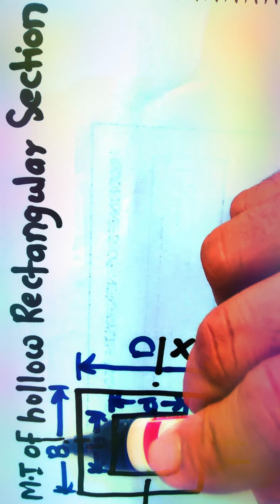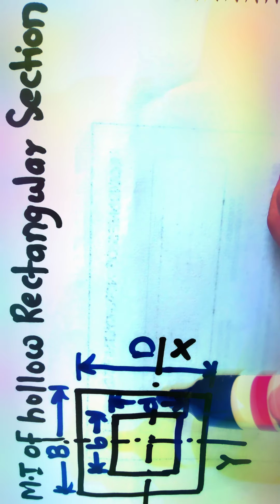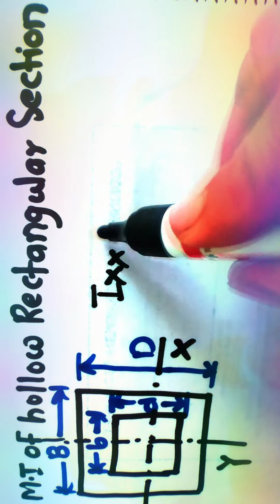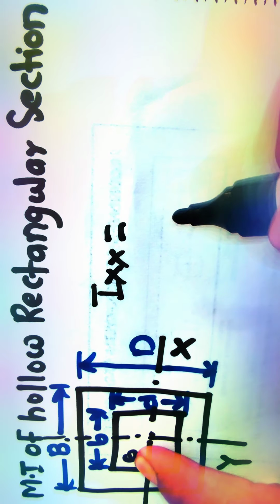Okay friends, how to remember the formula for MI of a hollow rectangular section. Suppose we consider a hollow rectangular section, with the outer rectangle having width B and depth D, and the inner rectangle having width small b and depth small d. Suppose we have to remember the formula for about the x-axis.